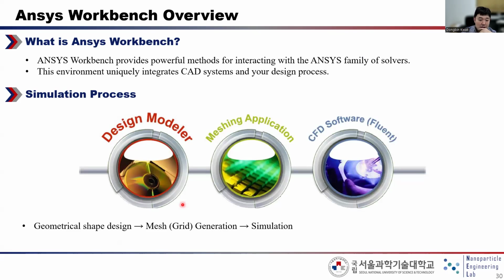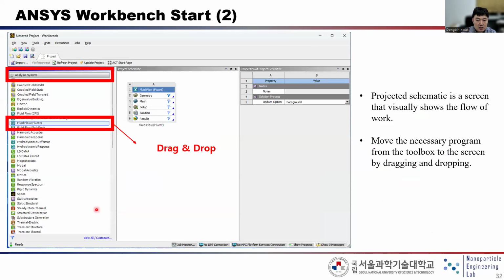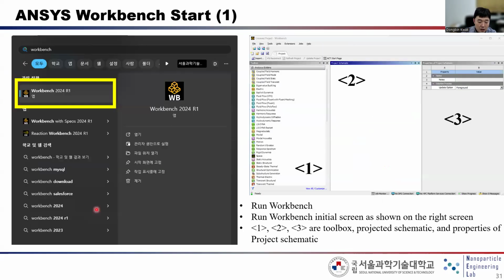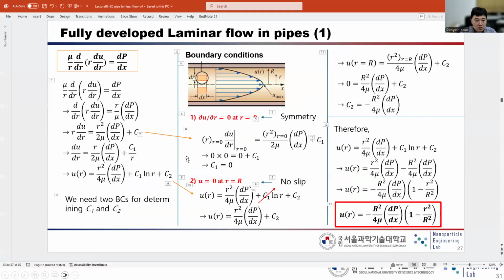This is the review slide again. The simulation process basically goes through the Design Modeler, the meshing application, and the solver. Design Modeler is the geometric shape design, and in the meshing application we need to generate the mesh and grid, and also do some simulation. This slide describes in detail how to click and how to use ANSYS Fluent, so let's look at it together.